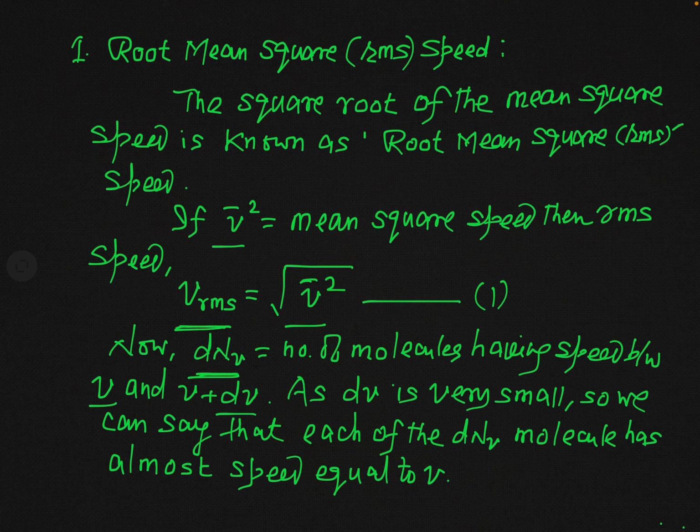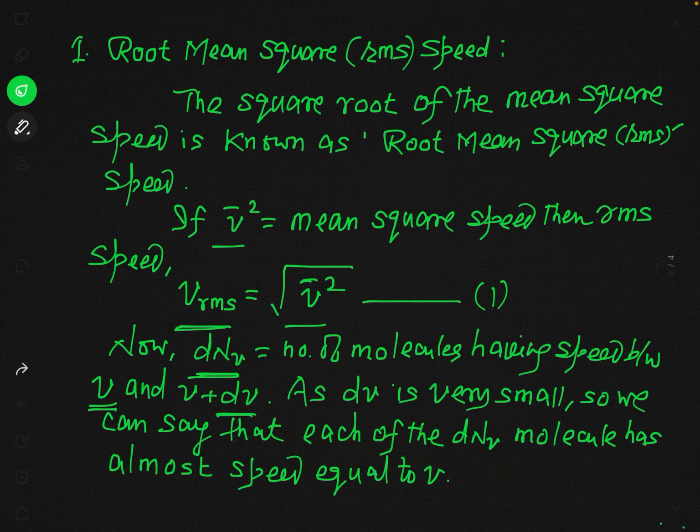For a practical example, let us consider there are 10 people, and the age of those 10 people lies between 50 years and 50.2 years. In this condition, in practice, we say that on average, the age of each of the 10 people is in fact 50 years. Similarly, as dv is very small in comparison to v, you can simply say that the speed of each dnv molecule is simply equal to v.